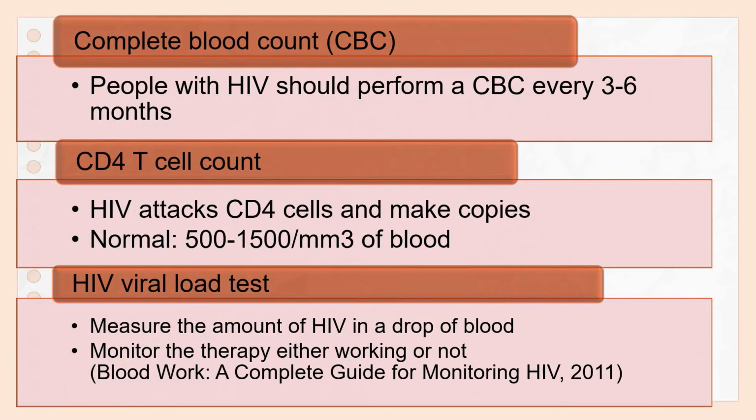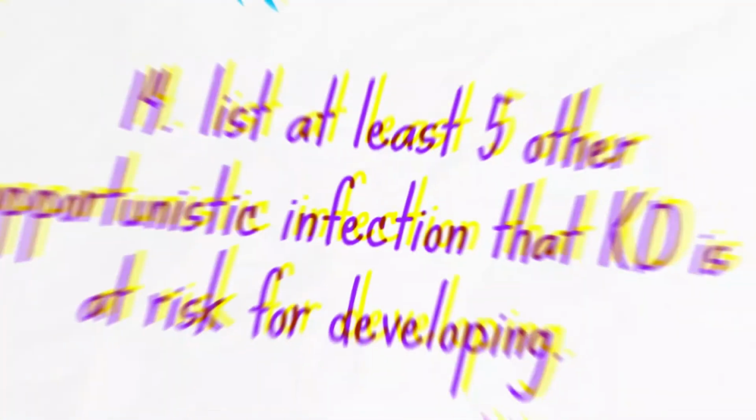Moreover, HIV viral load tests measure the amount of HIV in a drop of blood. This test is important to monitor the HIV disease and how well the therapy is working. When the HIV level decreases or is stable, the potent HIV treatment is working. When the level increases, it means that the regimen has stopped working.